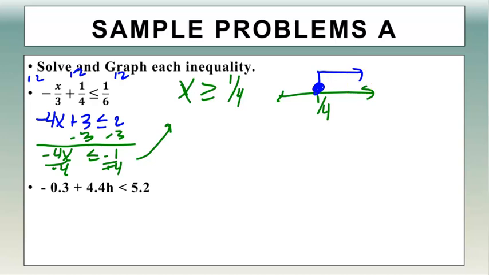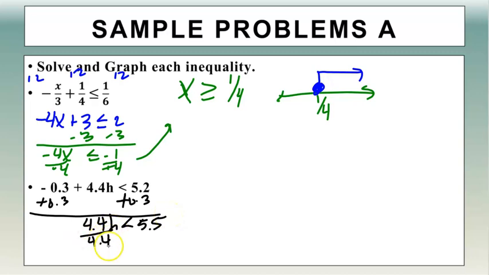Next, I have decimals involved, so the opposite of subtracting 0.3 is adding 0.3. Do that on both sides. This gives us 4.4h is less than 5.5. Divide everything by 4.4. h is going to be less than.